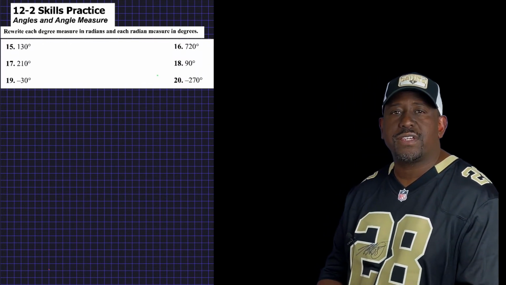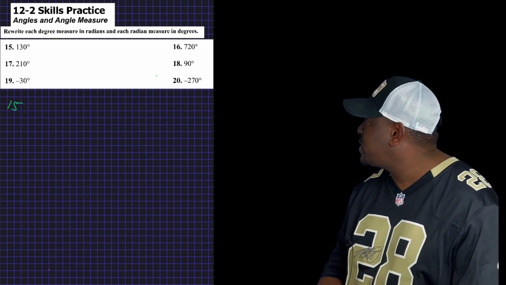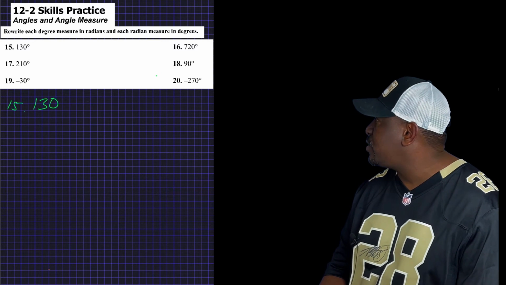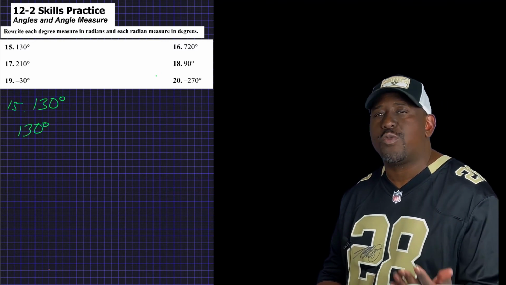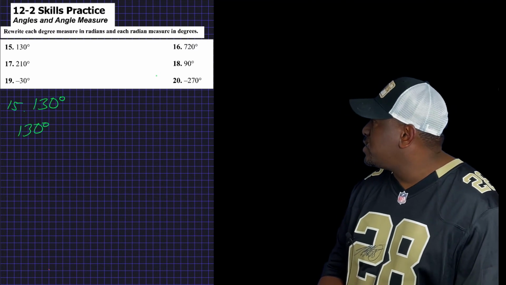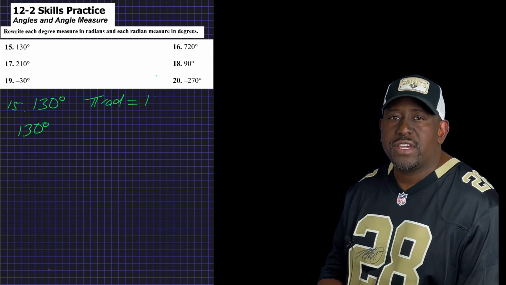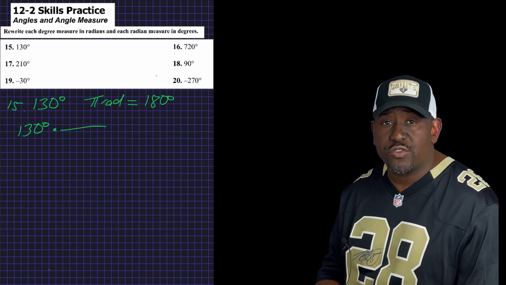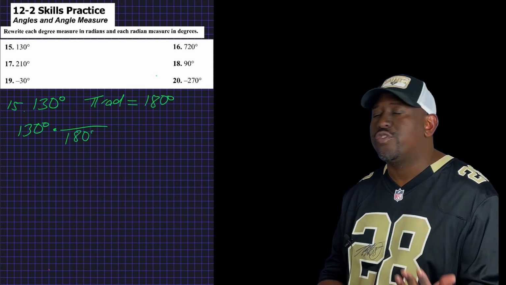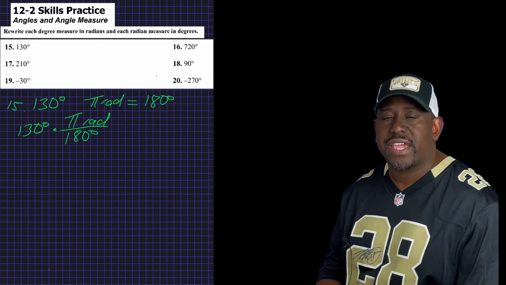Which one do you think the NOLA Mathman is going to do? Let's see, I don't know. Oh, 15. So we have 130 degrees. We want to change it into its equivalent radian measure. When you convert degrees to radians, you have to know that pi radians is equal to 180 degrees. So we call it unit multiplying. We're going to put the degrees in the denominator and cancel them out.